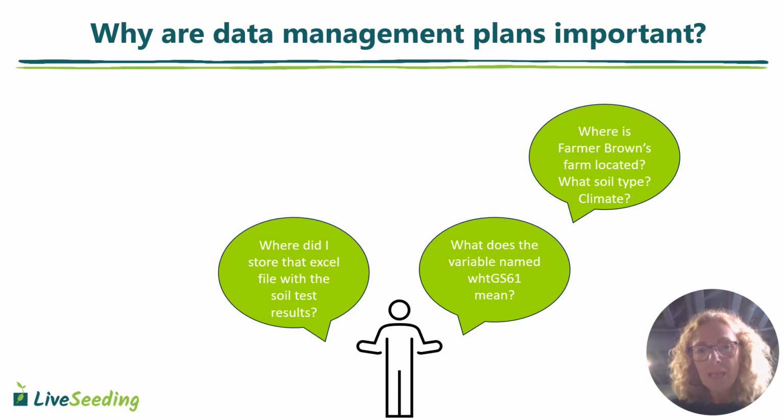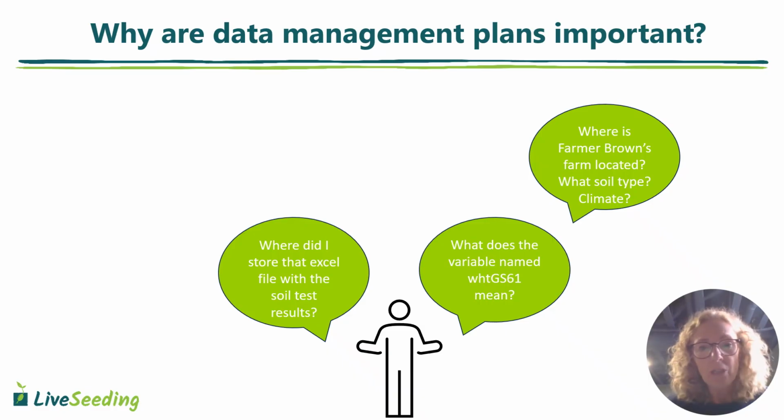What does a variable mean? You know, I might have put a little short form, this WHTGS61, in an Excel sheet at some point, and I might not remember what I meant by that. Does that mean wheat growth stage 61? Does it mean wheat height? Does it mean wheat tillers? What exactly did the WHT mean? Or anyone else looking at the data as well?